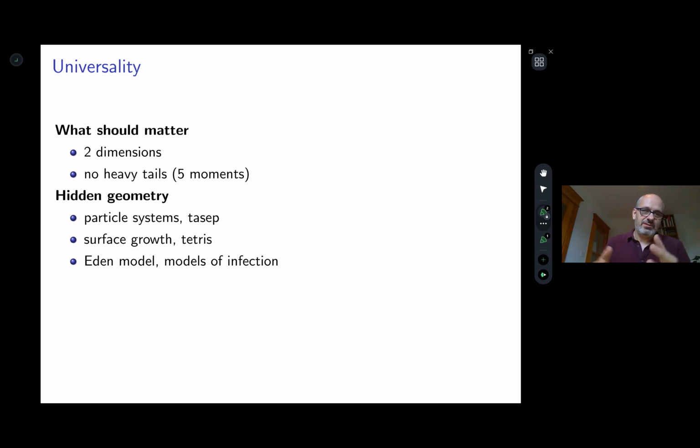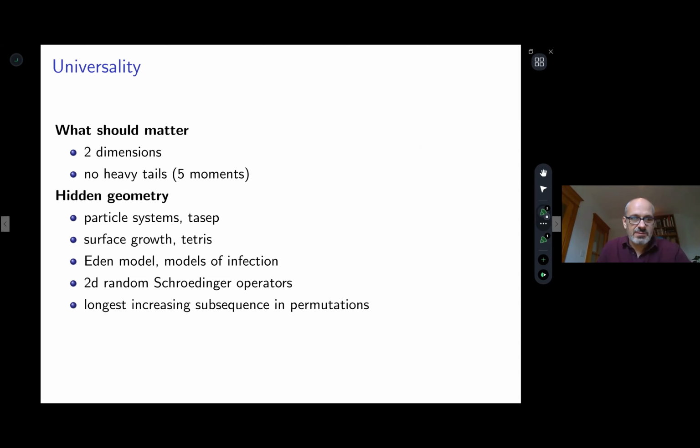petri dish, like a bacterial colony that grows on the lattice, and at rate 1 you always add a neighboring site. That should also have this kind of limit. There are random Schrödinger operators, longest increasing subsequences in permutations, and random matrices, most mysteriously. There are a lot of connections with random matrices, a lot we understand. I still think essentially we don't really understand the connection.